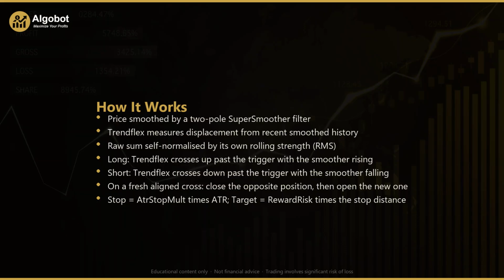Finally, risk is managed with the average true range. The strategy computes ATR directly from raw true range over the ATR period, 14 bars by default. The stop loss is placed at ATR stop multiple times ATR away from entry, defaulting to 2 times ATR. The take profit is set at the reward risk multiple of that stop distance, defaulting to 1.5. So the target reaches 1.5 times as far as the stop, and both adapt automatically to current volatility.